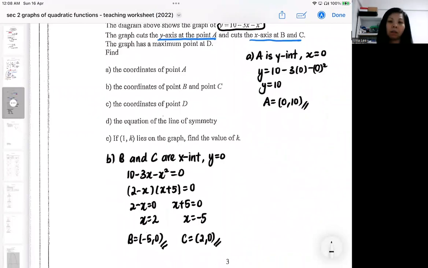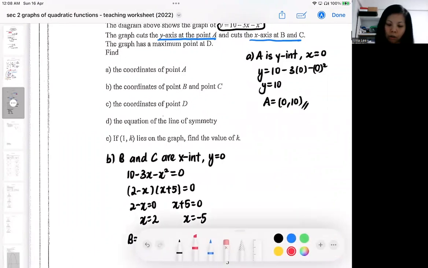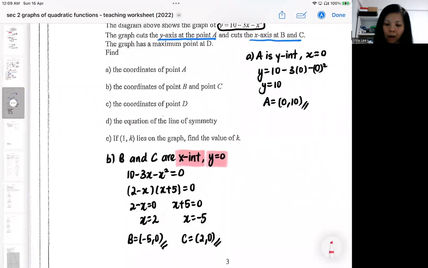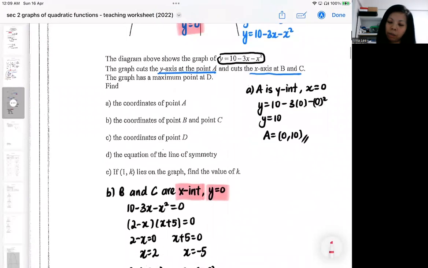So x-intercept and y-intercept have a fixed property. So the property of x-intercept, y is always 0. The property of y-intercept, x is always equal to 0. So it's a fixed property of y-intercept and x-intercept. So it's a very standard thing.